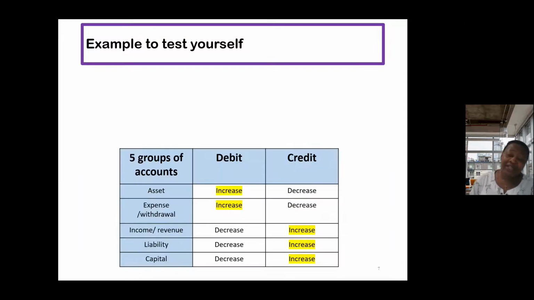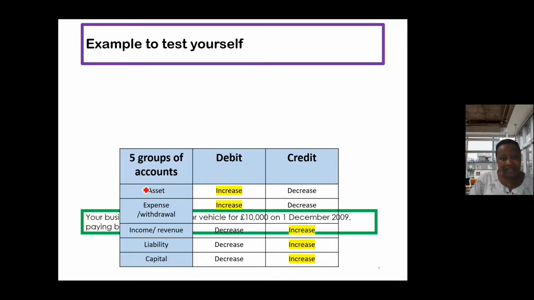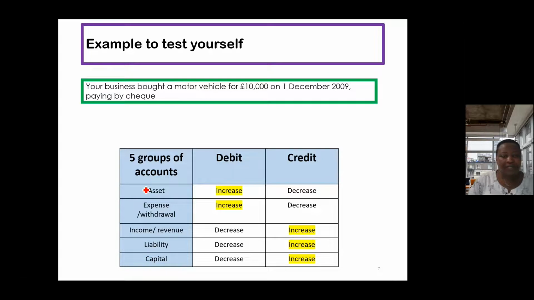Okay. Let's give an example to test ourselves. If you recall from what we discussed in the first part of this recording, we mentioned various processes we needed to follow when we wanted to record our accounts. And we referred to the 5 groups of accounts, which are the assets, expenses, income, liabilities, and capital. So let's look at this example. We have a business here. Your business bought a motor vehicle for £10,000 on the 1st of December 2009, paying by check.